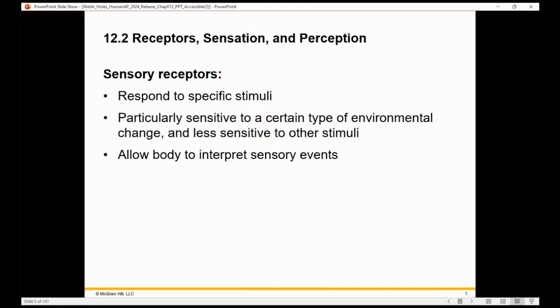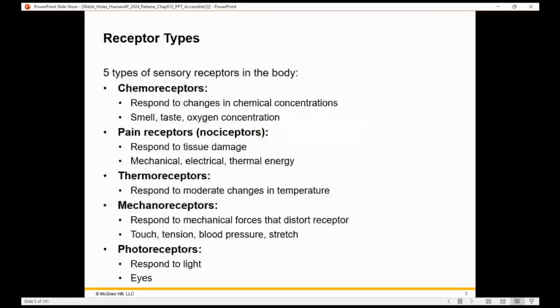Sensory receptors respond to specific stimuli, particularly sensitive to a certain type of environmental change and less sensitive to other stimuli. The receptors allow the body to interpret sensory events. There are 5 types of sensory receptors in the body.